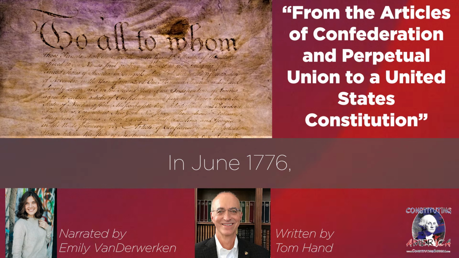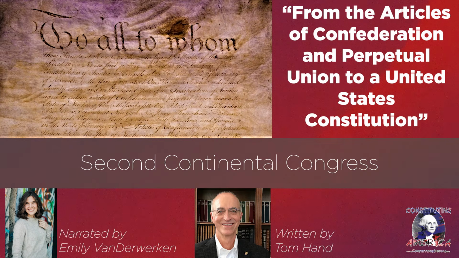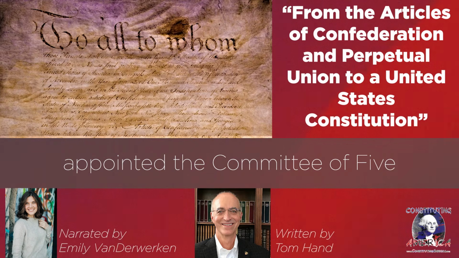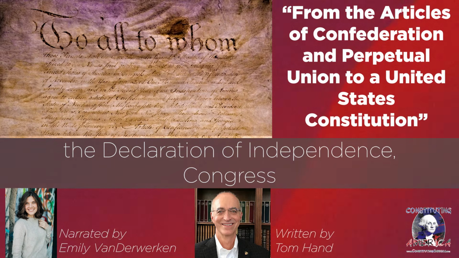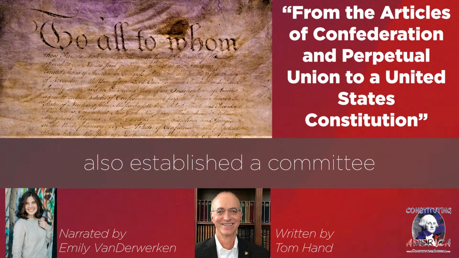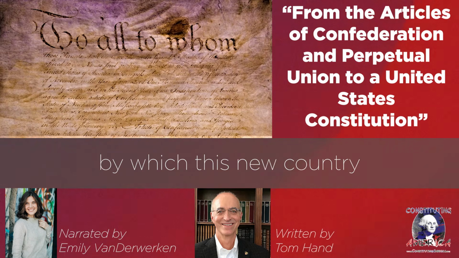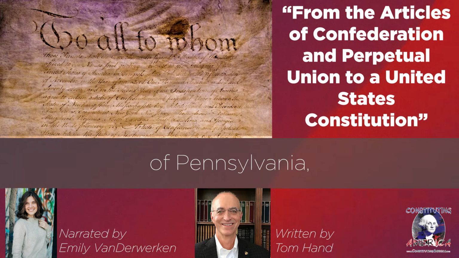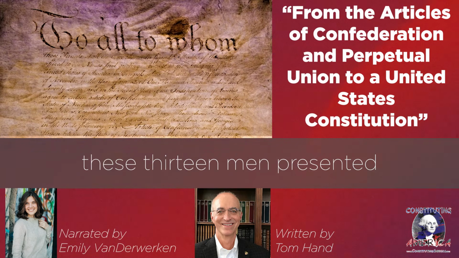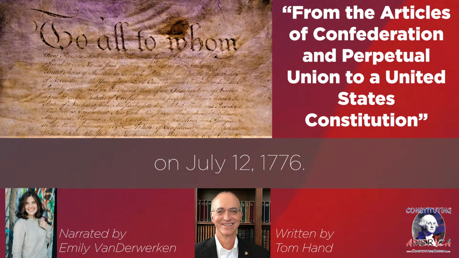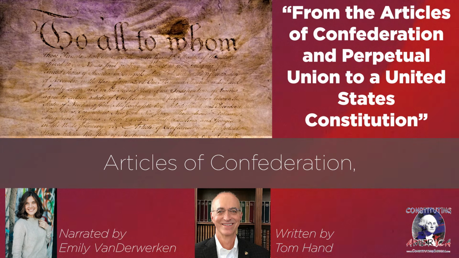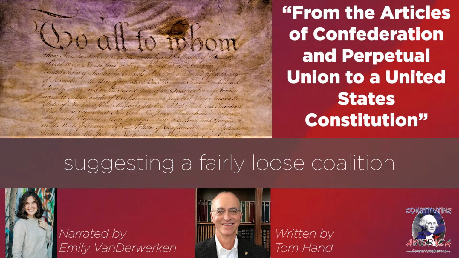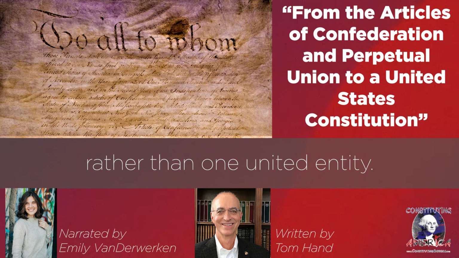In June 1776, soon after the Second Continental Congress appointed the Committee of Five to draft the Declaration of Independence, Congress also created a committee to craft a document by which this new country would be governed. Comprised of one delegate from each colony and chaired by John Dickinson of Pennsylvania, these 13 men presented their initial draft to Congress on July 12, 1776. They named it the Articles of Confederation, suggesting a fairly loose coalition rather than one united entity.